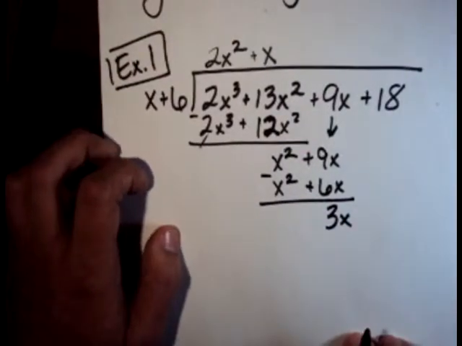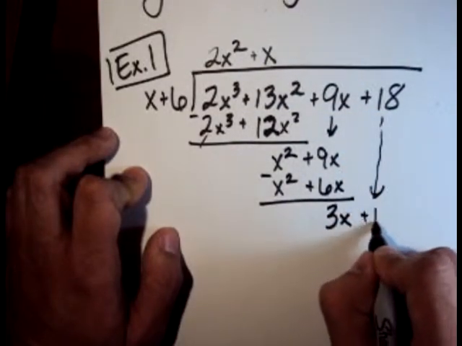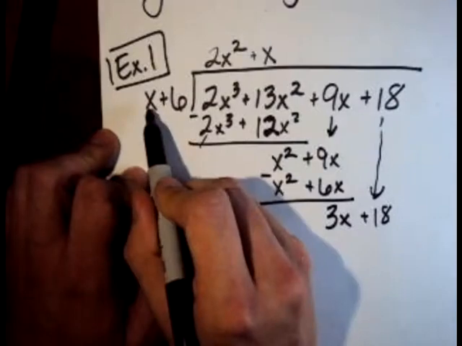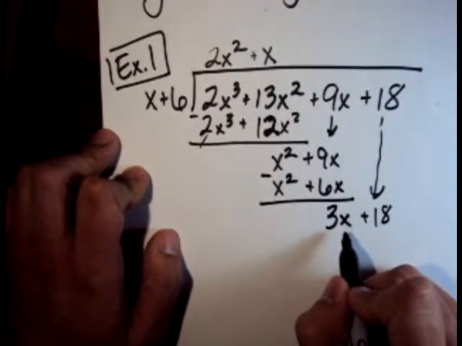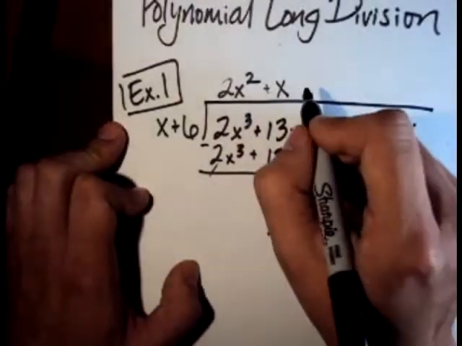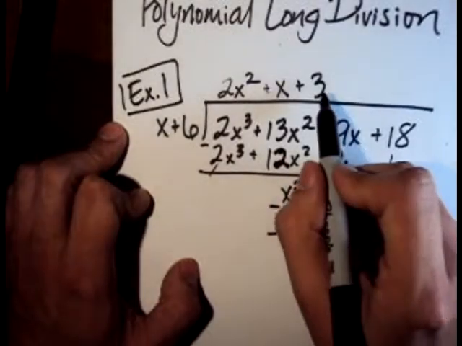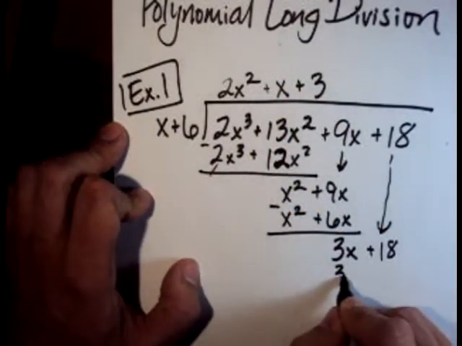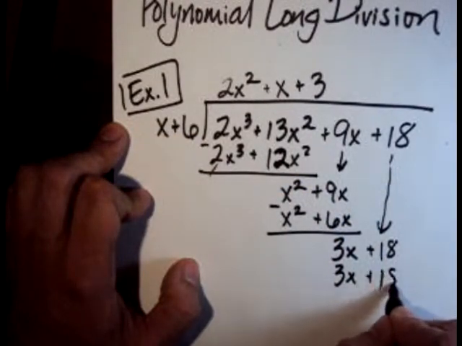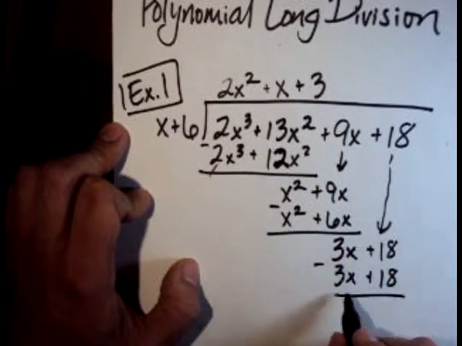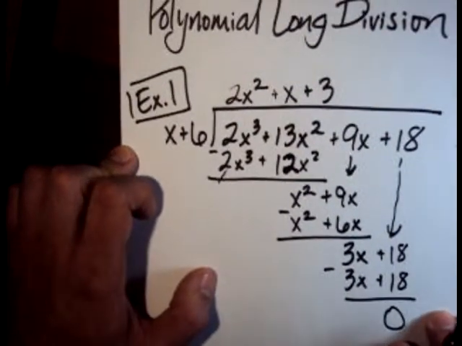Okay. So we're going to go ahead and pull the 18 down here. So plus 18. And we're going to say taking x into 3x. So x times what equals 3x? Well, x times 3 equals 3x. So we're going to say plus 3. And multiply. So 3 times x, that's 3x. 3 times 6, that's 18. And we're going to subtract, and lo and behold, we get 0. So there's no remainder.